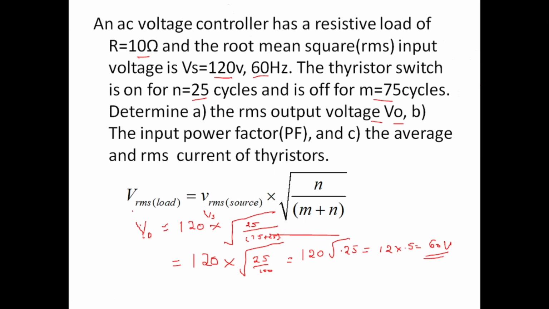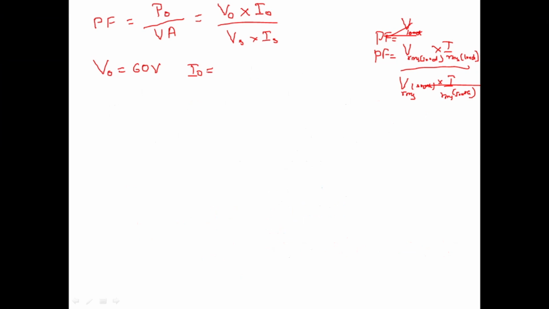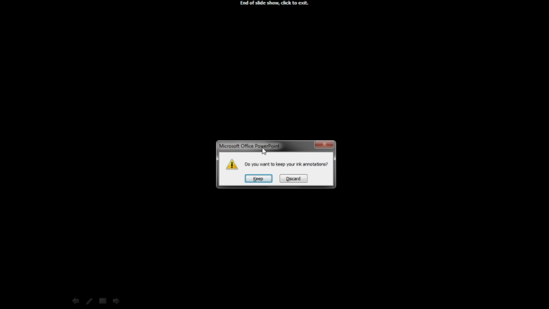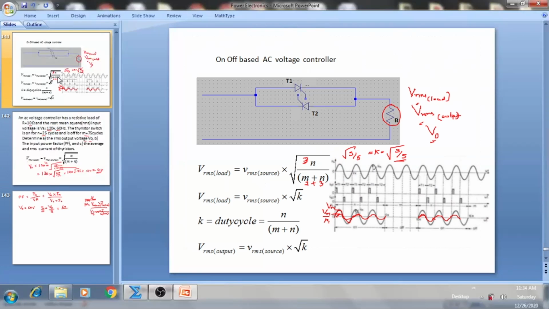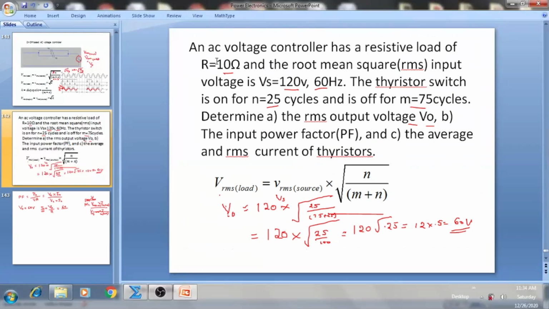Because of that, we get I naught, which is nothing but the RMS value of the load voltage divided by R. That gives you the RMS value of the load current. V naught is already calculated as 60, and the resistance value in the given problem is 10 ohm.